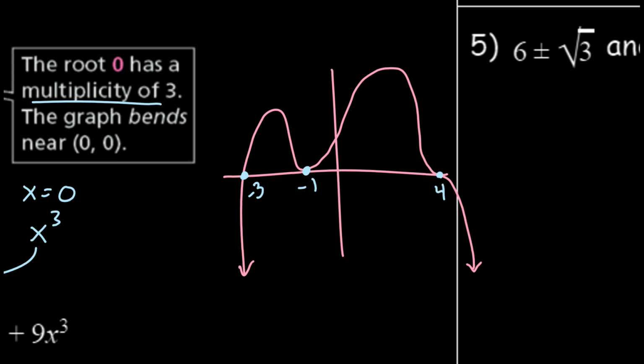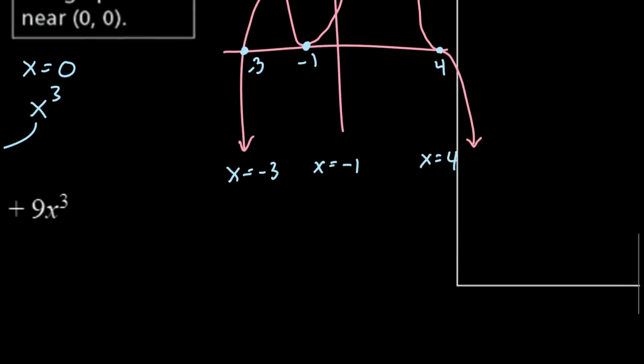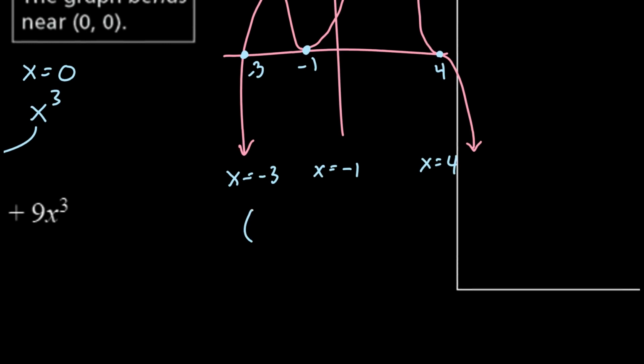All right. So looking at this poorly drawn graph, it looks fabulous. What roots do we have here? Tell me my roots. X equals -3, x equals -1, and x equals 4. What are my factors for those 3 values? X plus 3, x plus 1, and x minus 4.